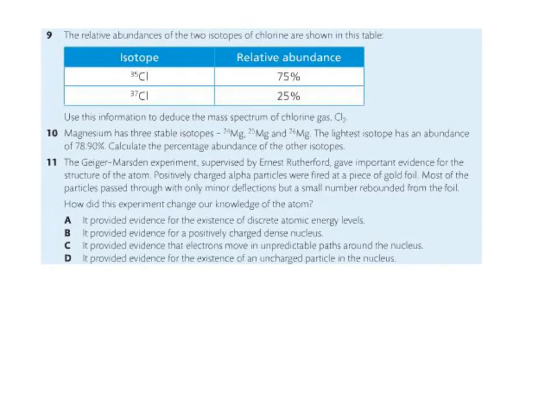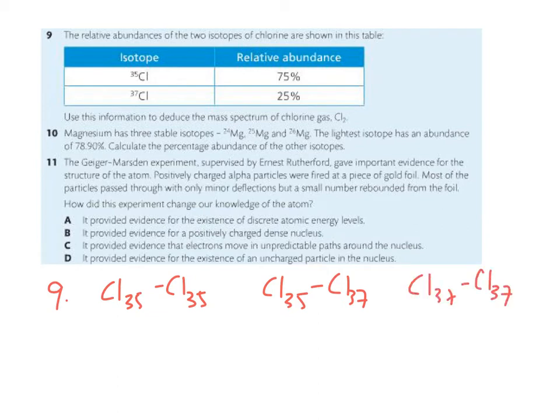Number 9 is an interesting question. It says the relative abundance of 2 isotopes of chlorine are shown. You can see that chlorine-35 has 75% abundance, or 3 out of 4 isotopes should be chlorine-35, and the chlorine-37 is just 25%. It says use this information to deduce the mass spectrum of chlorine gas, Cl2. Well, Cl2 contains 2 chlorine atoms, so those 2 chlorine atoms could both be chlorine-35, or one could be chlorine-35 and one could be chlorine-37, or they could both be chlorine-37s. So the question is, what are the chances of each?